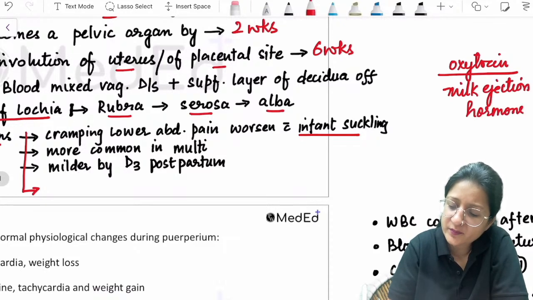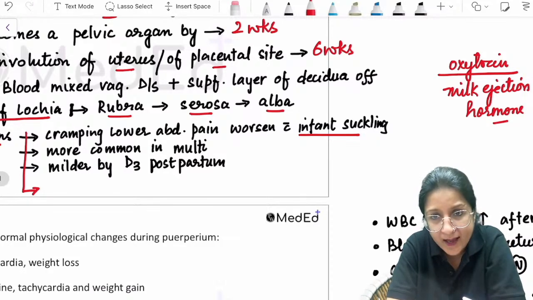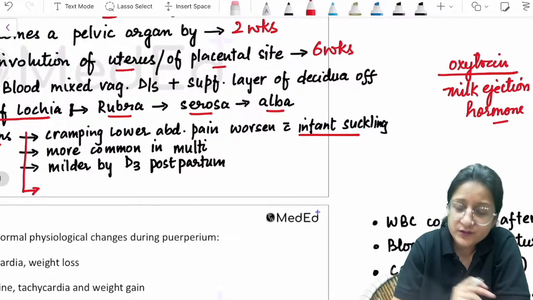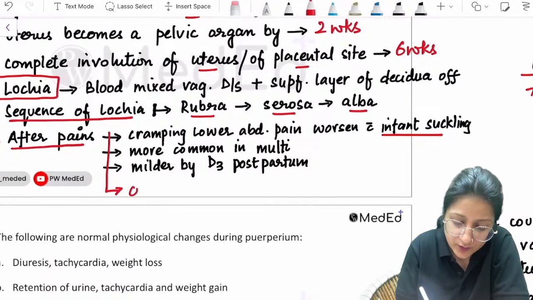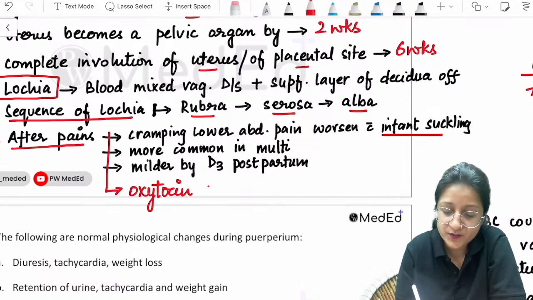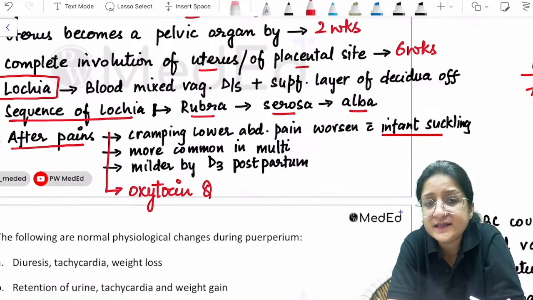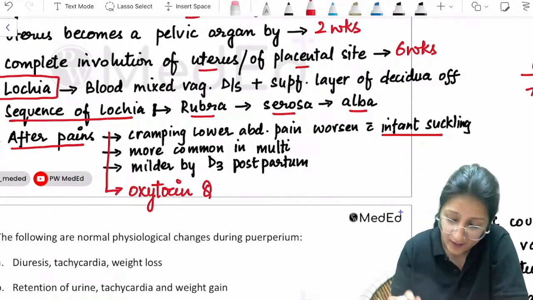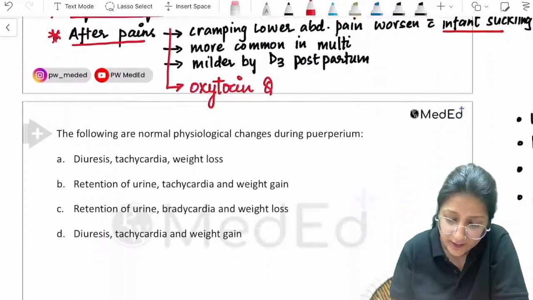Infant suckling promotes the release of oxytocin, and the same oxytocin causes uterine contractions also. So they asked you what hormone is responsible for these after pains. The answer is oxytocin. This was a question in your recent FMGE examination as well, right? Now, let's have a look at the next question.